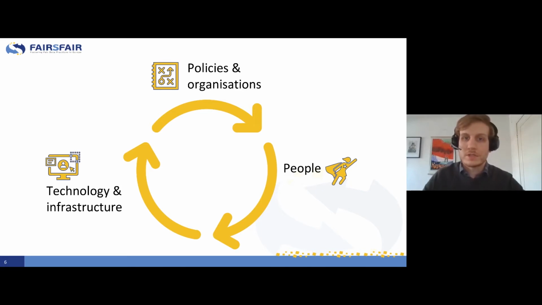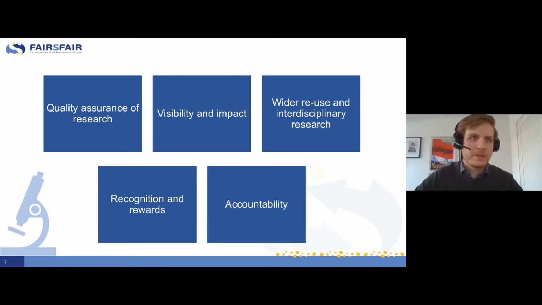And all of this needs a supporting infrastructure that is certainly not necessarily in the hands of an individual researcher, but often in the form of research data infrastructures or repositories. And to say a few words as well, why make data FAIR? Why do research data management? There are a whole bunch of reasons that you can mention. They are, for example, quality assurance of research.